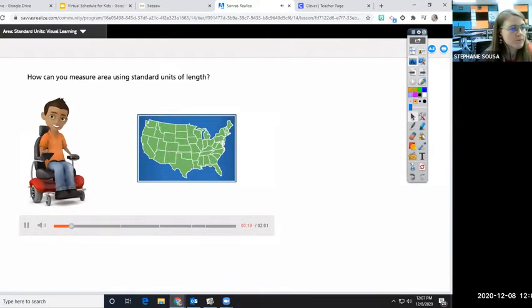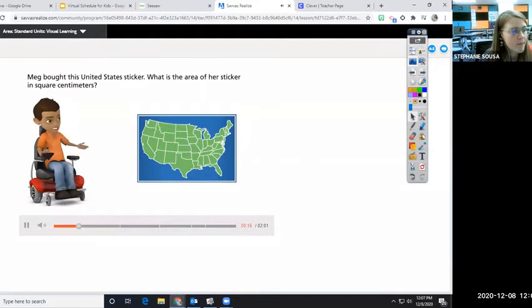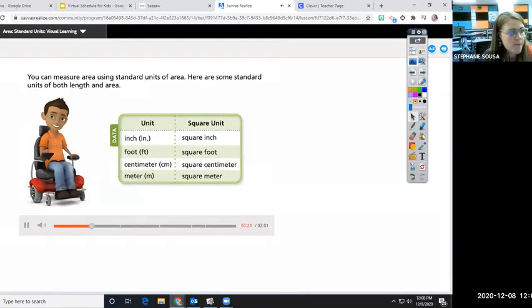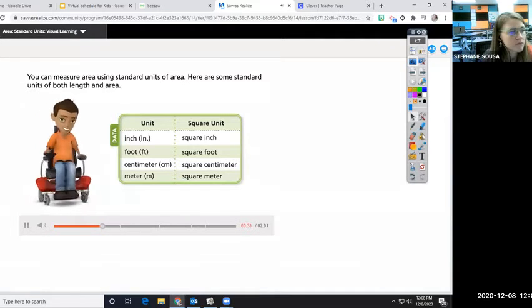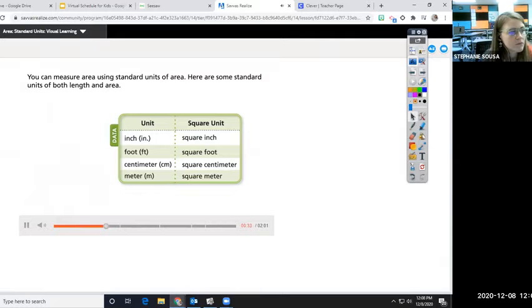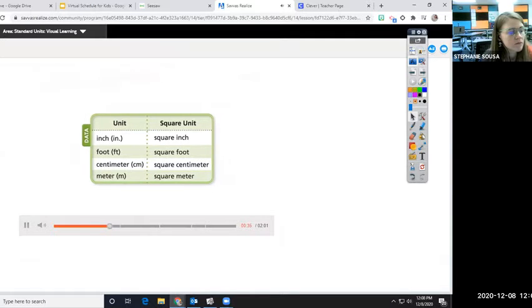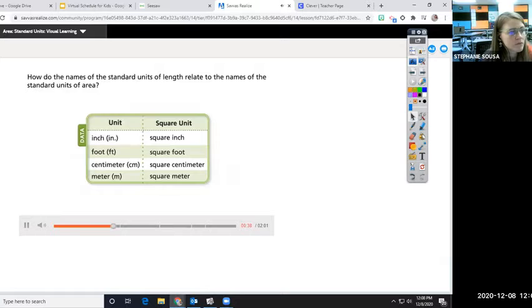How can you measure area using standard units of length? Meg bought this United States sticker. What is the area of her sticker in square centimeters? You can measure area using standard units of area. A square centimeter is 1 standard unit of area. Here are some standard units of both length and area. How do the names of the standard units of length relate to the names of the standard units of area?